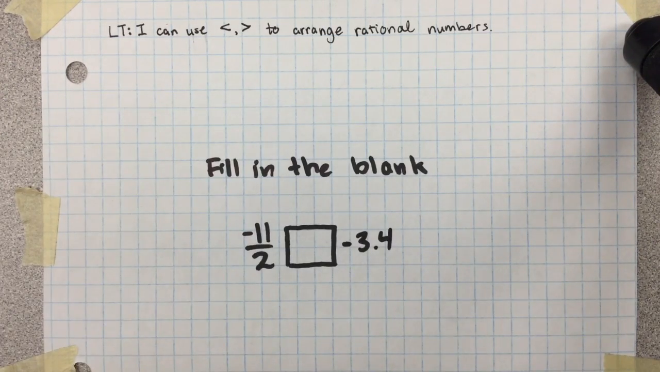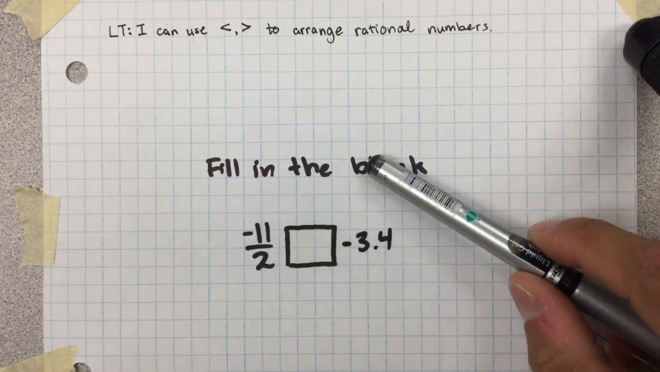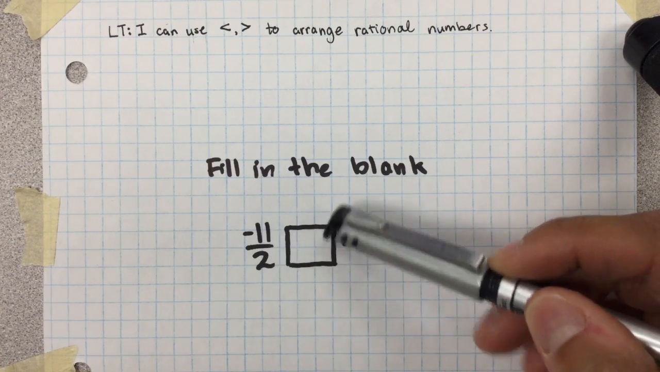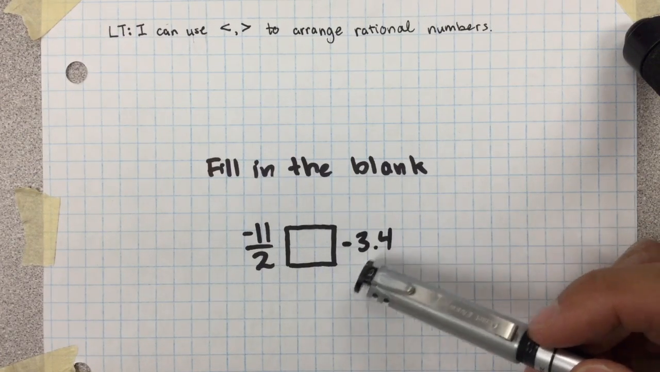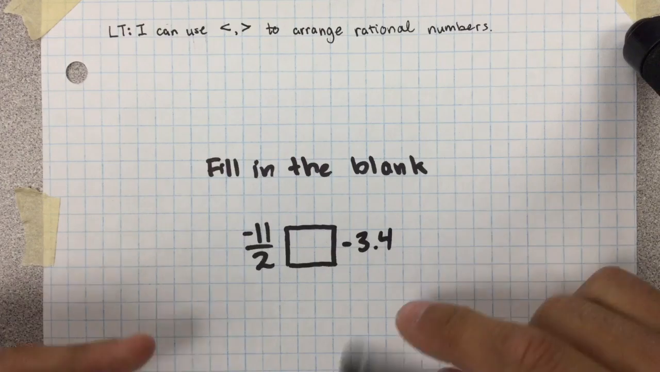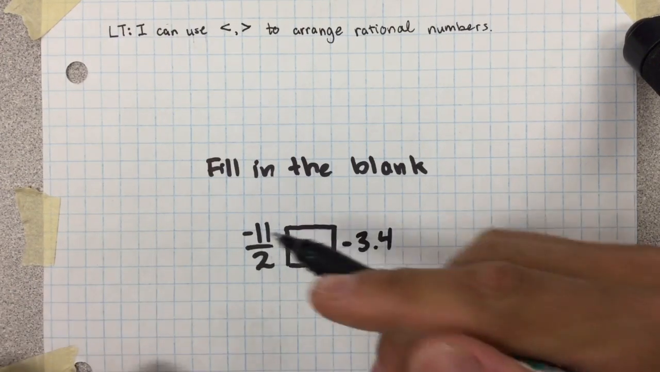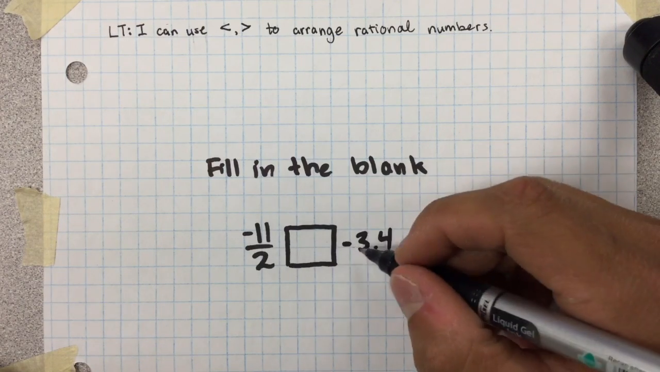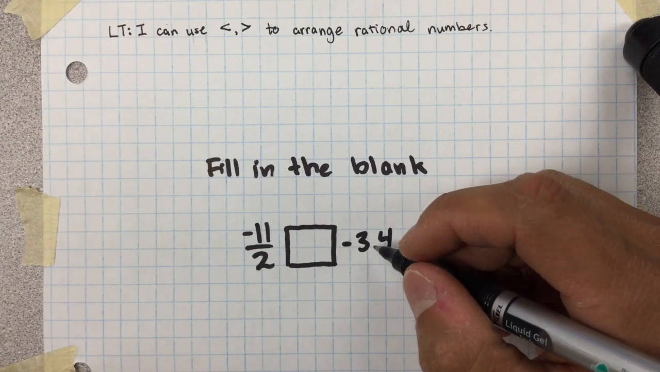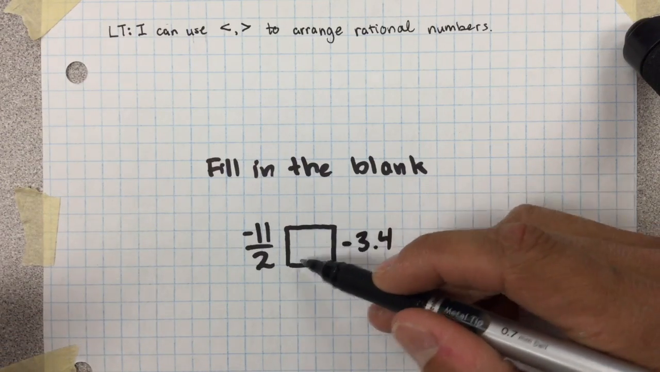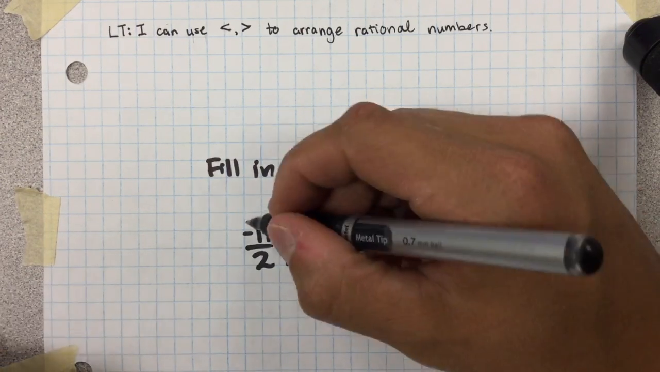So if I have an example like this, fill in the blank, negative 11 over 2 is blank, negative 3.4. So we want to determine which one of these values is larger than the other one. And so if I have negative 11 over 2 versus negative 3.4, how am I going to determine which way the sign is going to face inside of this box?